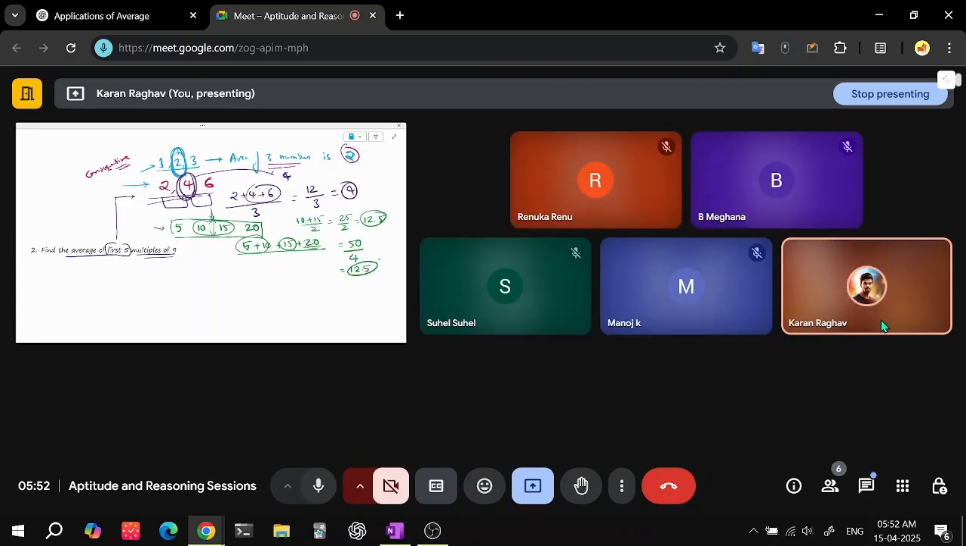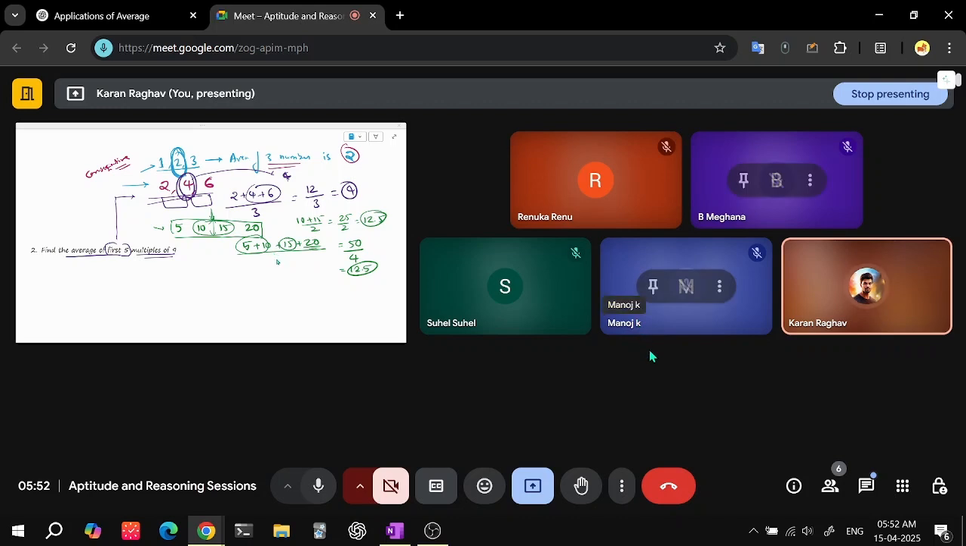I hope this trick is very clear. Whenever you have got consecutive values, you need to find the middle value, and that will be the average of the given numbers. Okay, I hope this one is very clear to everyone. Anybody any doubt in this one? I'll just give you some questions and try to solve.